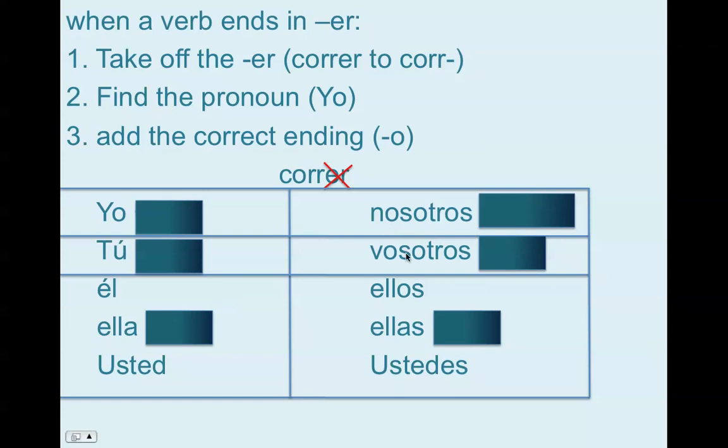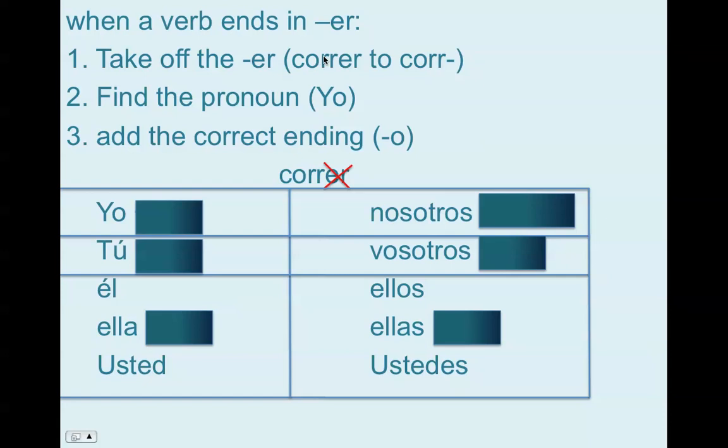Nosotros means we. Vosotros means you all, but that form is only used in Spain. Ellos means they, a group of boys or girls. Ellas, a group of just girls. And ustedes means you all. So, those are all the different pronouns.